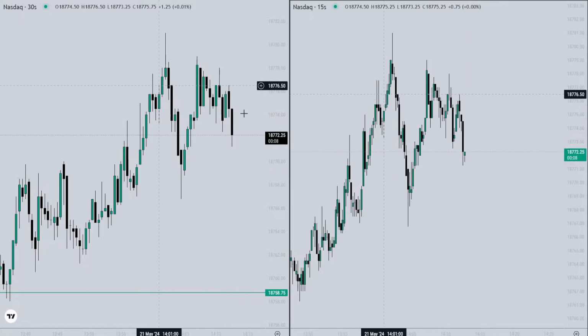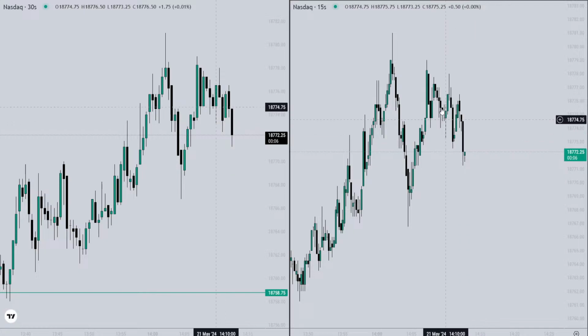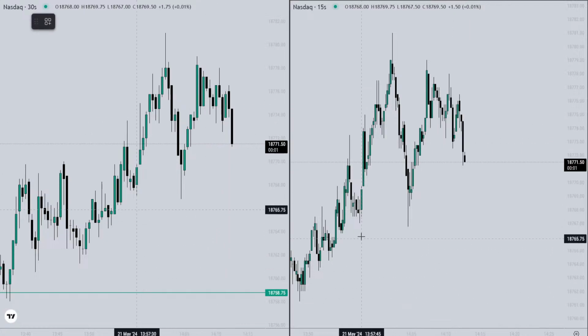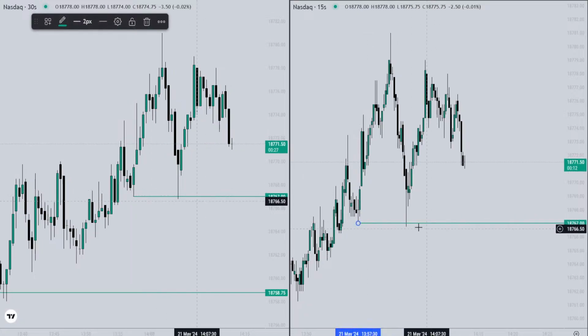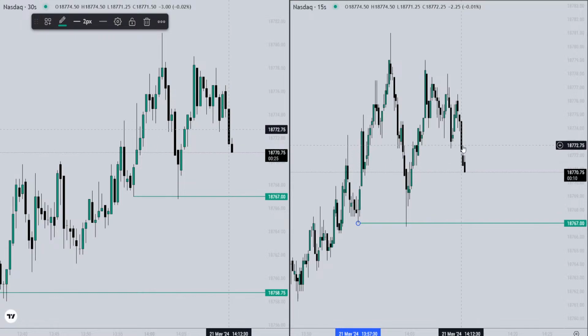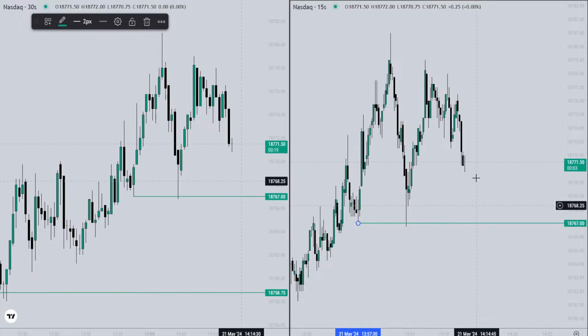Yep, there. See this market structure shift. This is your sell side liquidity over there. Here is your fair value gap. This is your entry. This is your target. Here, a very small range.